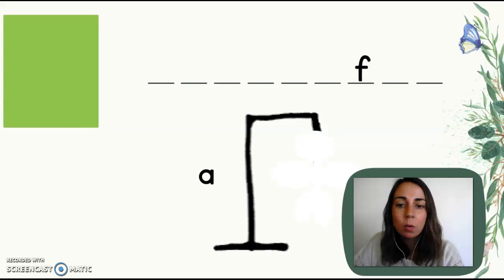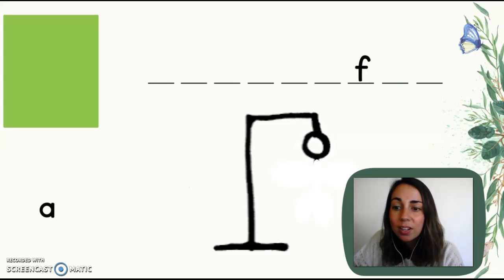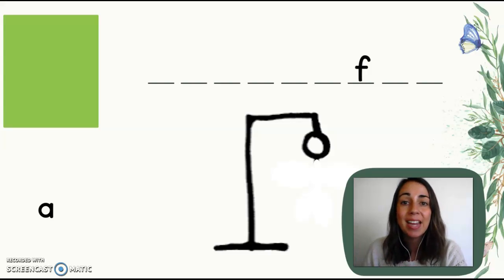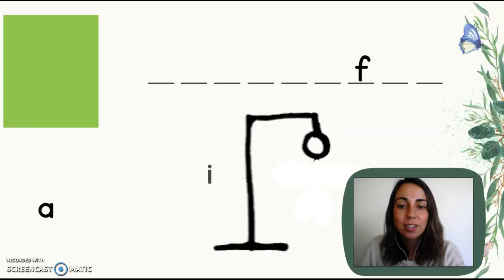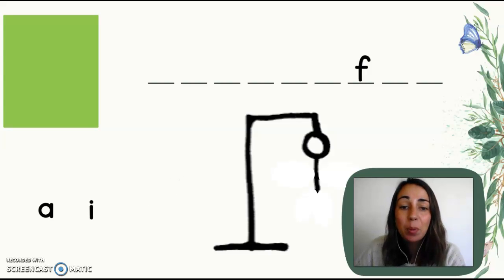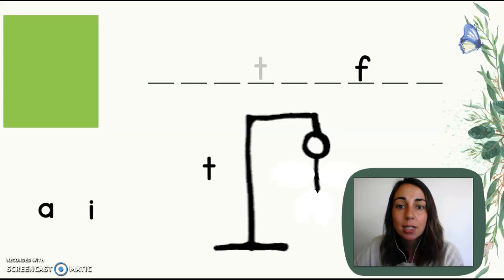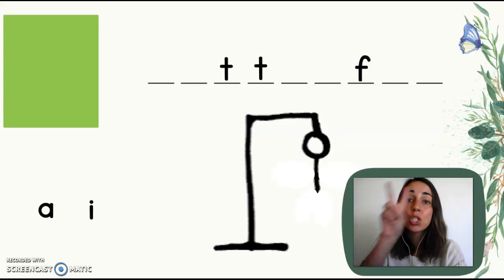Let's see, next one. What sound is that? Ah, very good. That sound, ah. So let's see if this insect has this sound. No, so the head of our hangman is there. Let's see the next sound. What sound is it? I. Very good. I. Does this insect have sound I? No, and the body of our hangman is there. What sound is that? T. Very good. So let's see if this insect has this T. Yes, very good. And it has two T.